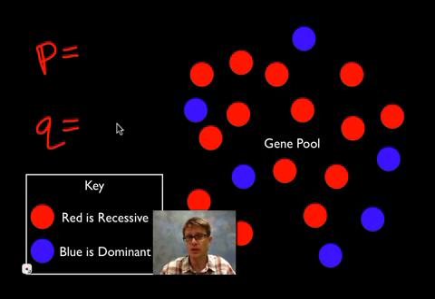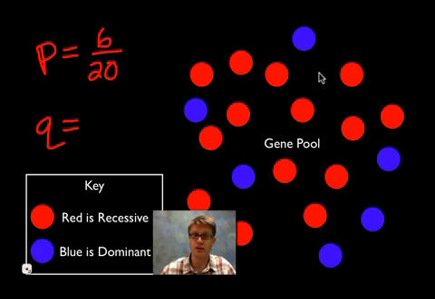P is going to be the allele frequency of the dominant trait. Okay, so what's the dominant trait? That's going to be this non-red. And so I'm going to say 1, 2, 3, 4, 5, 6. There's 6 of them. And there are 20 total alleles here. There are 20 total genes. And so our P value would be 0.3.